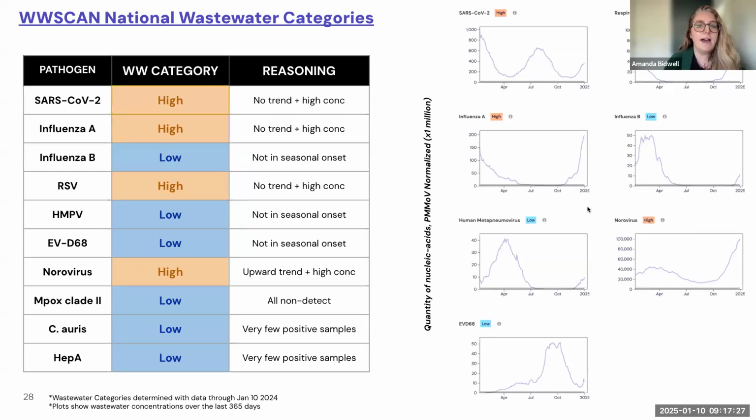Influenza B is not quite yet in seasonal onset, although we do have 15 sites that have hit that threshold for onset, and they are mostly in California, and then one in New York, or one in New Jersey, and one in Massachusetts.